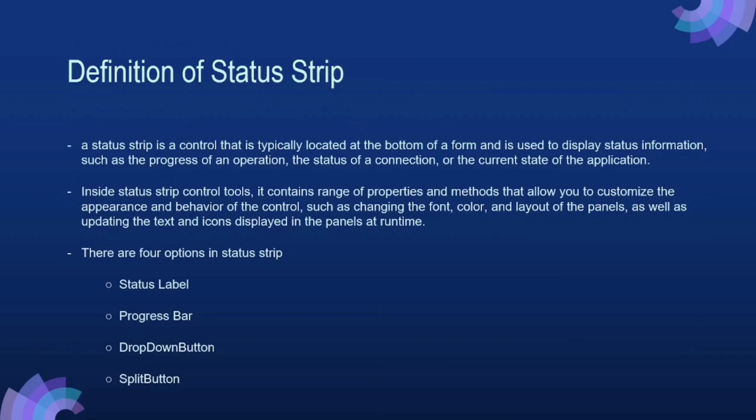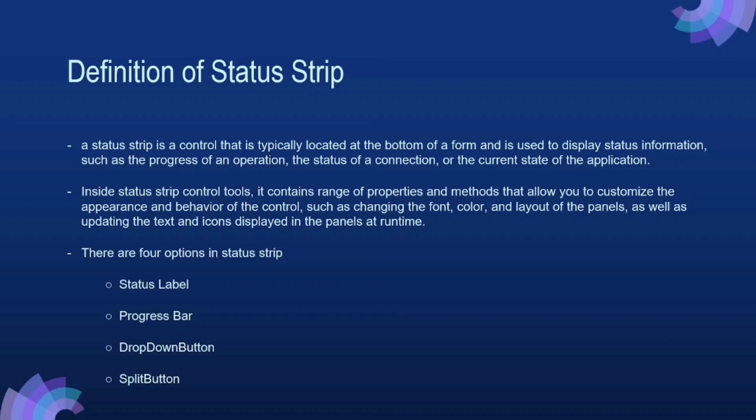A status strip is a control that is typically located at the bottom of a form and is used to display status information such as the progress of an operation, the status of a connection, or the current state of the application. Inside status strip control tools, it contains a range of properties and methods that allow you to customize the appearance and behavior of the control, such as changing the font, color, and layout of the panel, as well as updating the text and icons displayed in the panels at runtime.